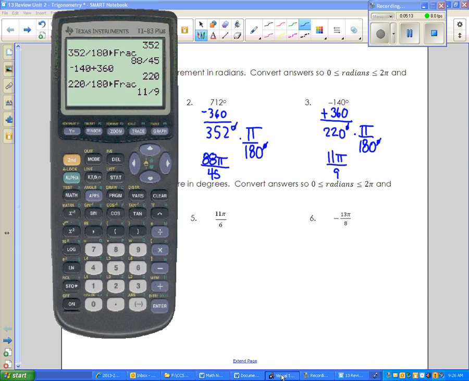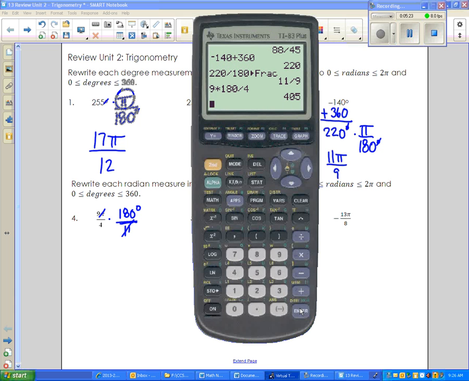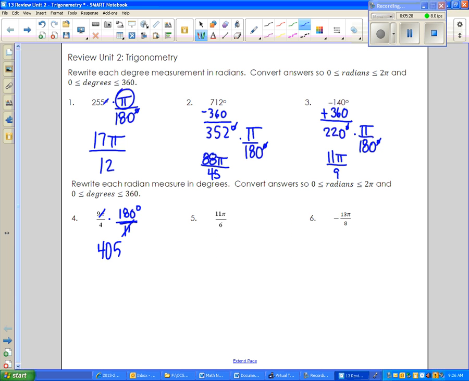And so on the calculator this time, I'm going to multiply 9 times 180. And then since the 4 is in the denominator, I'm going to divide by 4, and I'm going to get 405. This time my answer is going to be in degrees. But remember, that's too big, so I'm going to need to just subtract 360, and that's going to leave me with a 45-degree angle.